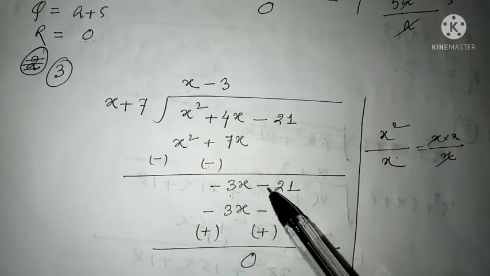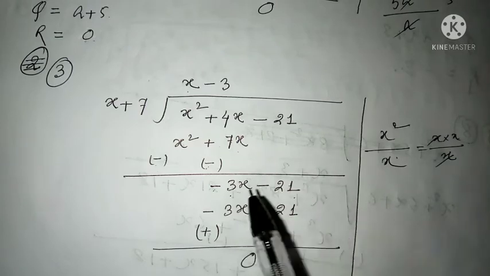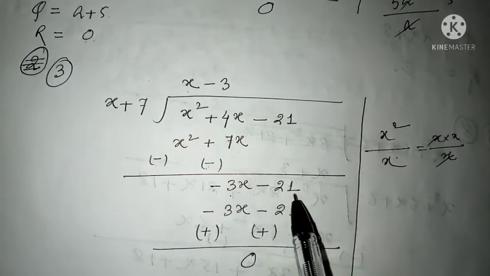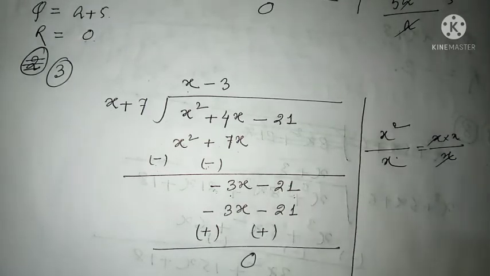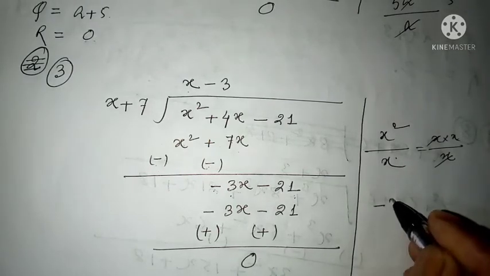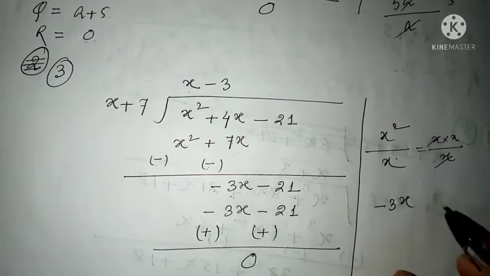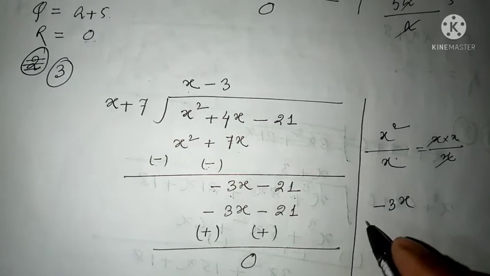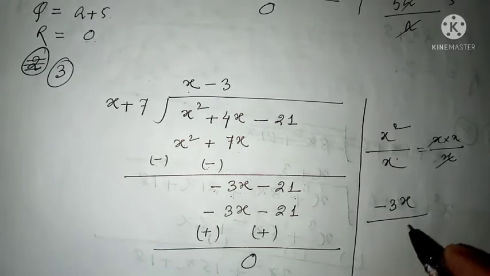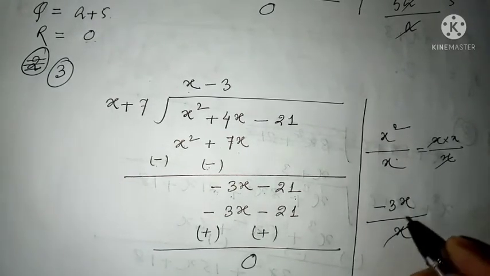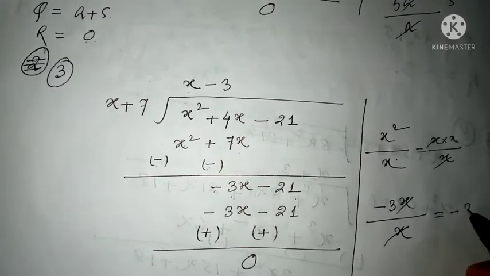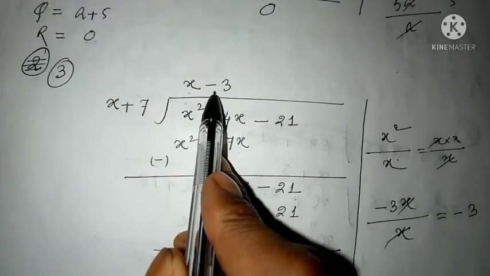Then you can see this minus 21 stays as it is here. Now minus 3x minus 21 is your new dividend. Now repeat the same procedure. The first term of the dividend is minus 3x, and you divide it by x. The x gets cancelled, then you have minus 3 here, so you write minus 3.